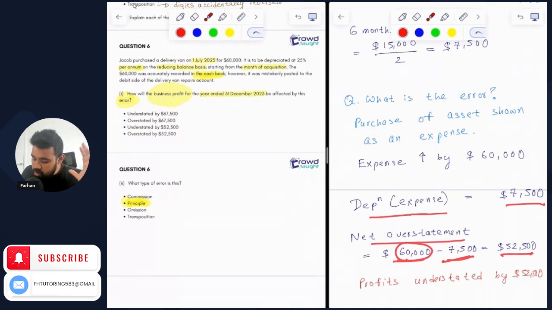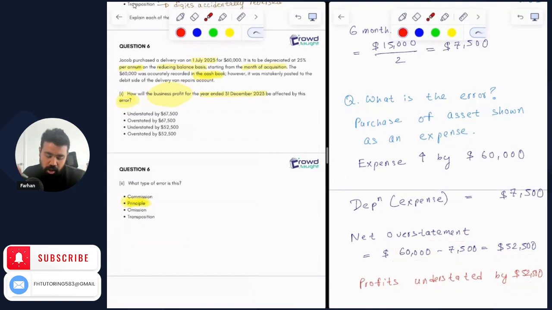So the net overstatement in expenses is in fact the difference, which is $52,500. So if the net overstatement in expenses is $52,500, then profits should be understated by $52,500, because the more expenses we have, the less is our profits. I believe that makes sense to you. So that is answer number C. Profits is understated by $52,500. Okay. Second part of the question, what type of error is this? We clearly know that this is an error of principle because this is in the wrong category, where we recorded an asset as an expense.